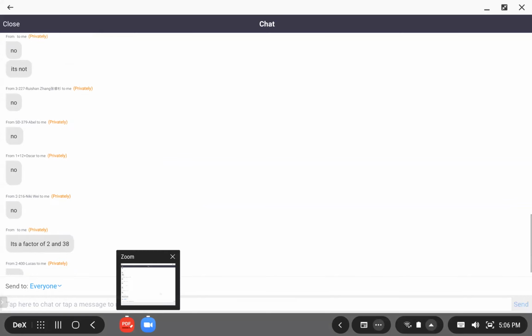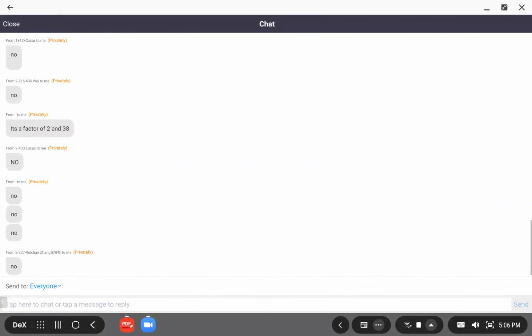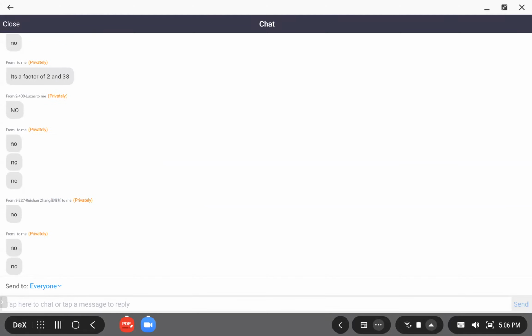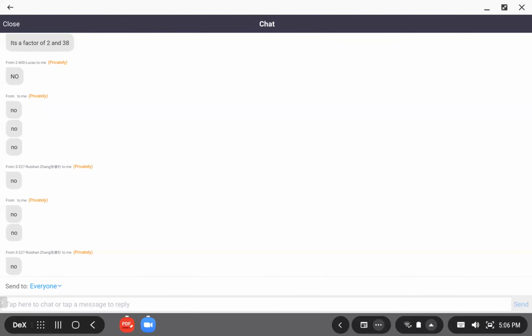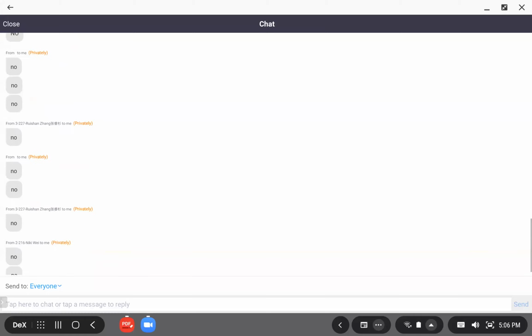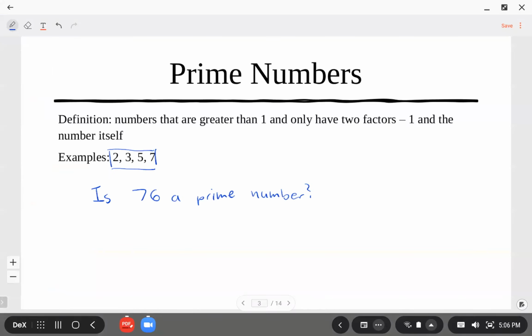Yes, correct. It has factors of 2 and 38. Someone said that earlier, so good job. And with this question, you might notice that every even number except for 2, let's say 4, 6, 8, or even 100, they are all not prime numbers, correct? They are all not prime numbers.